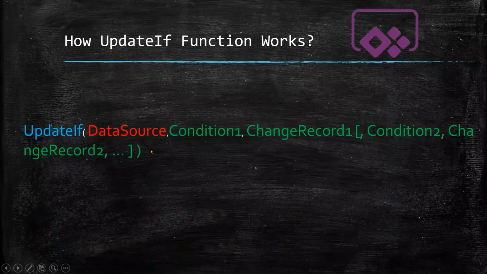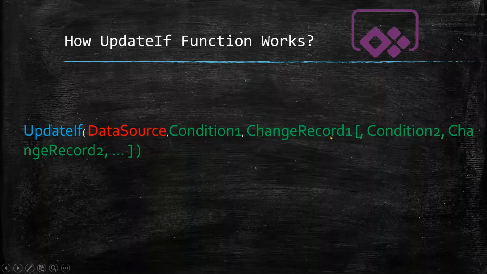So let's understand how the UpdateIf function works. Let's first talk about its syntax. In the UpdateIf function, there are three parameters that we need to pass. The first is the data source, which contains the record that you want to modify. The second is the condition, a formula that evaluates to true for the record that you want to modify. And the last parameter is the change record.